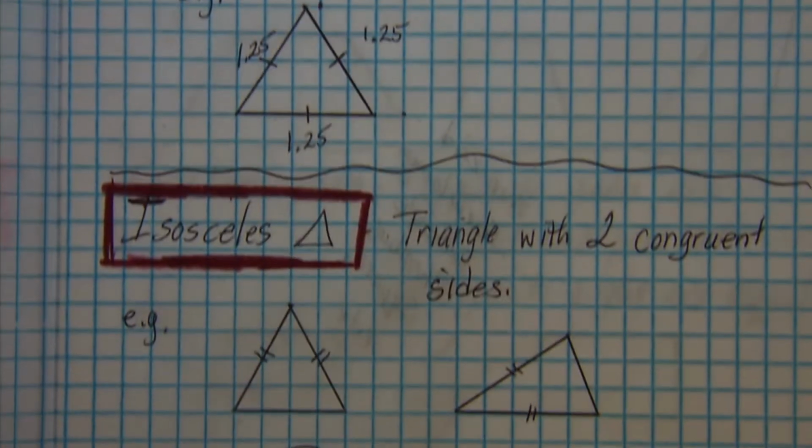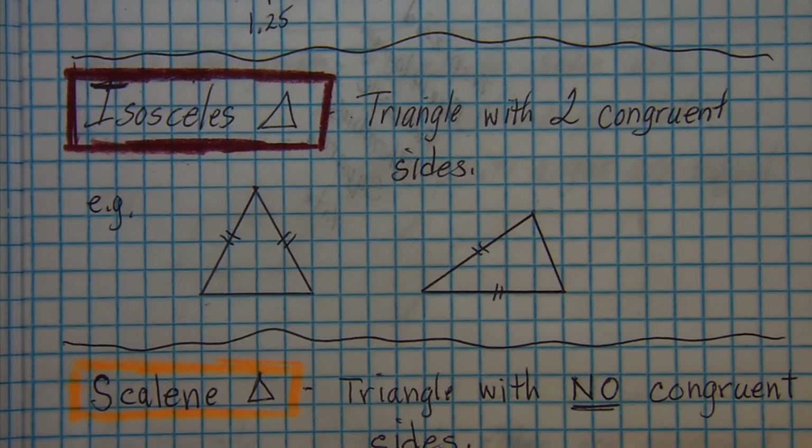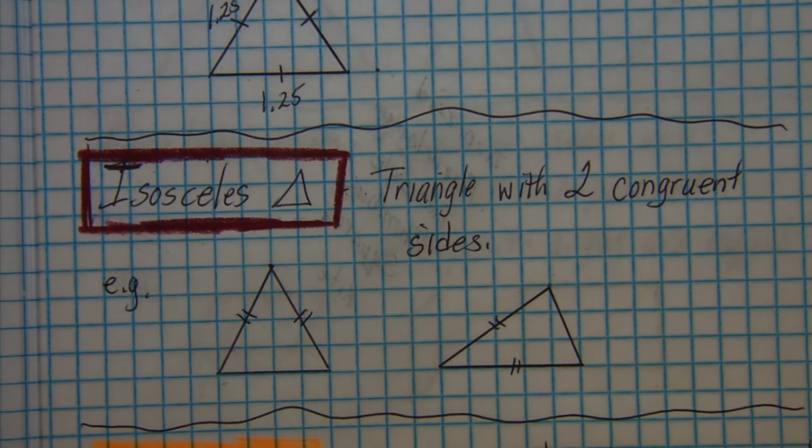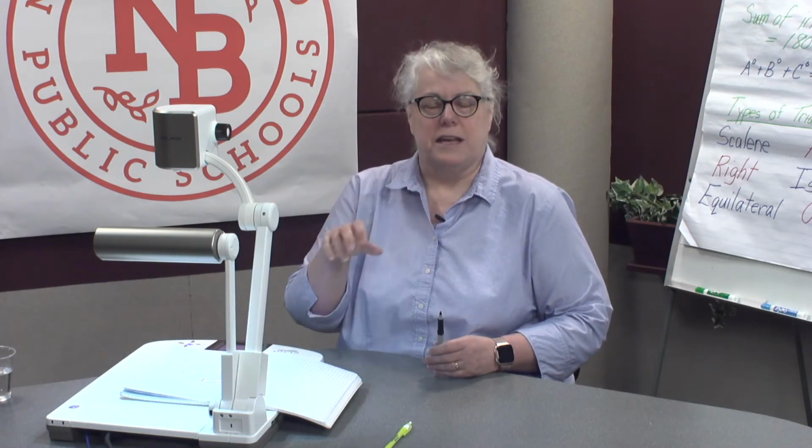Then we have the isosceles triangle. When I think of an isosceles triangle, and I don't know why I have this in my head, I think of a popsicle. I think it's because of the ending. It reminds me of isosceles popsicle.